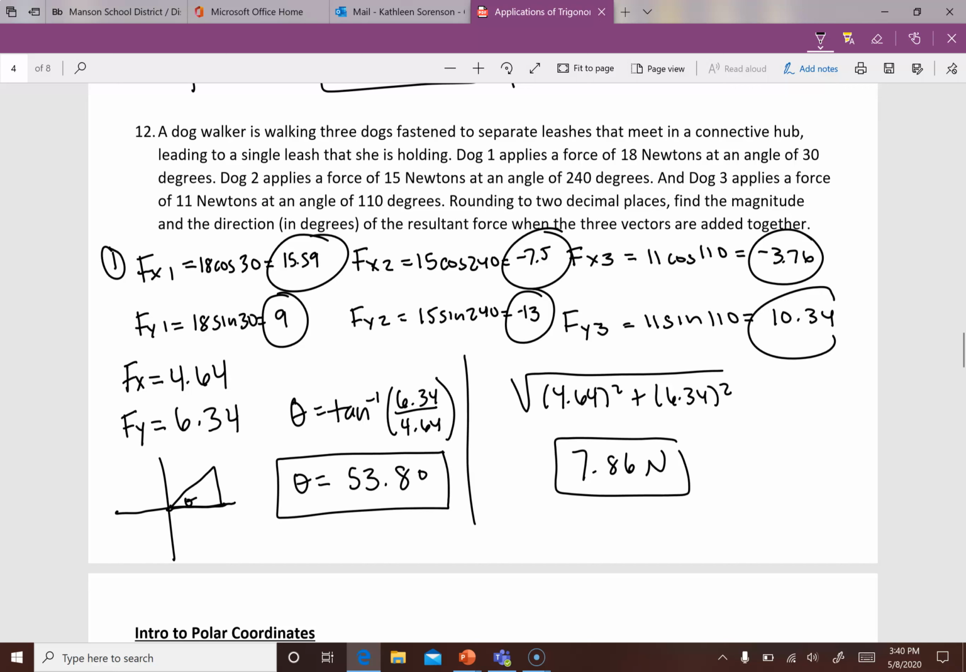All right, that's it for the first part of this packet, and now we're going to go ahead and move into polar coordinates in the next video.